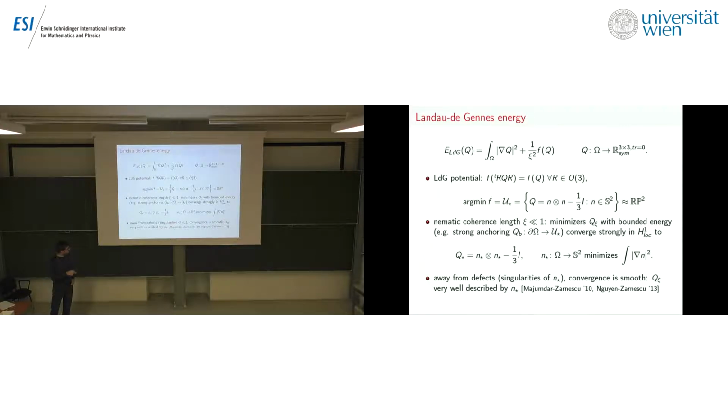And this you can find, for instance, in the paper by Majumdar and Zarnescu, and then Nguyen and Zarnescu. What it tells you effectively is that as long as you stay away from the defect, your minimizers Q of this energy are in fact very well described by just this n star. So where do you actually need to use the Q is just near the defects, right? Away from them, this is a very good approximation. So you probably want to keep this in mind for the rest of the talk.